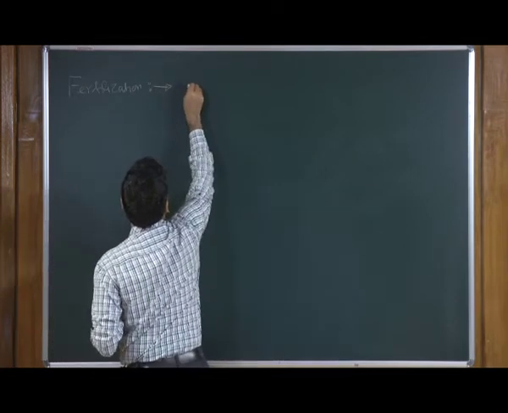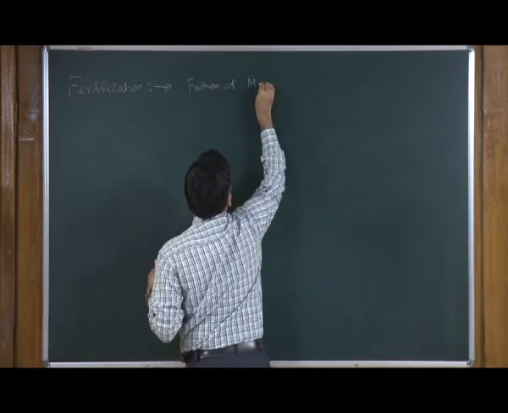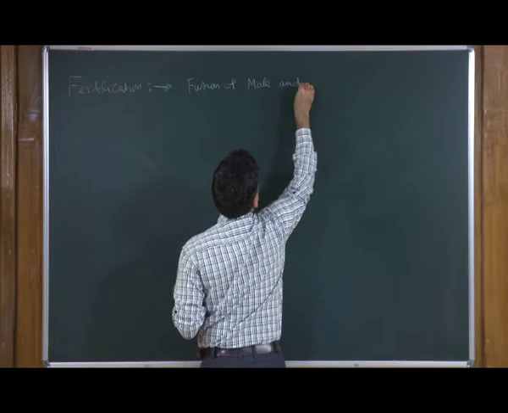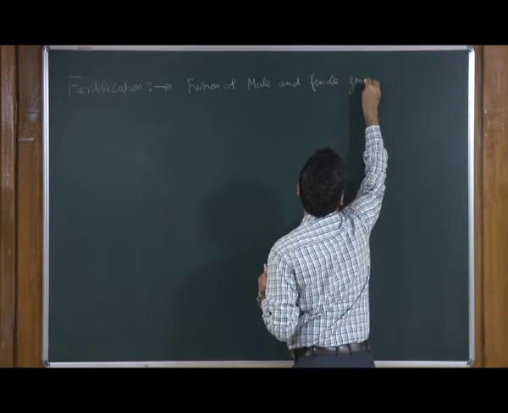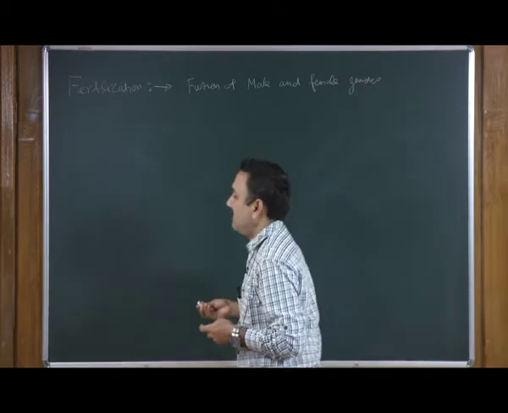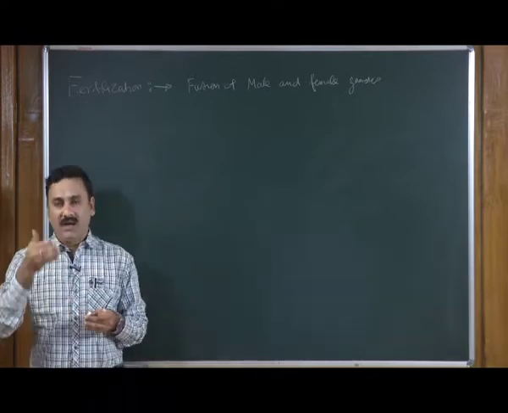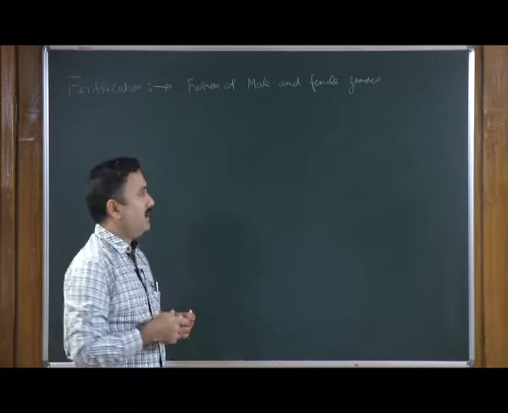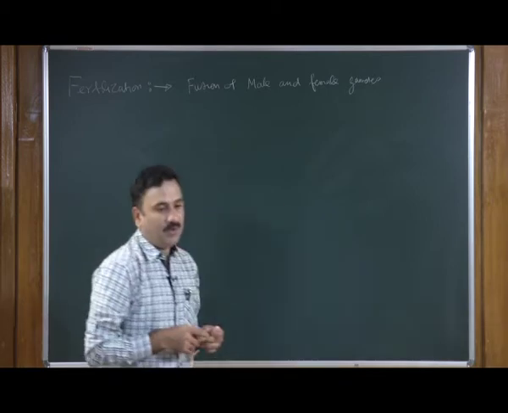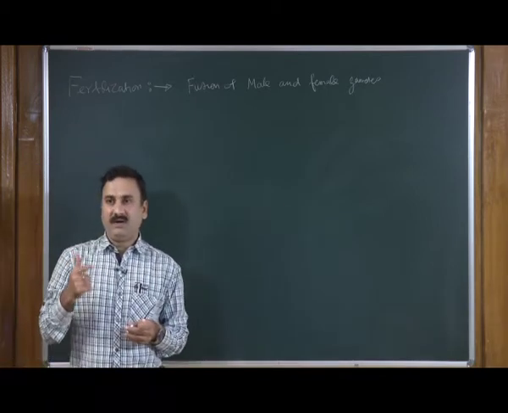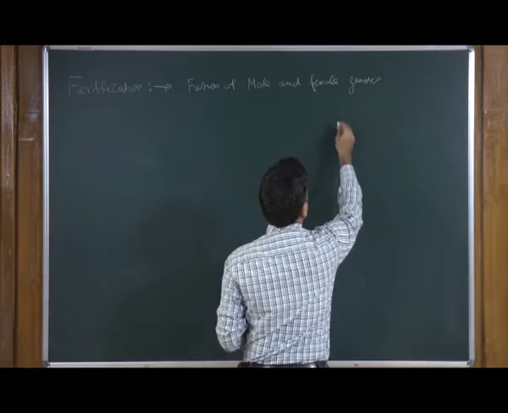The process is known as fertilization. What is meant by fertilization is the fusion of male and female gametes, and fertilization is a very complicated process. It has multiple steps. So, what are these steps? Let us see. During fertilization, we have multiple steps.